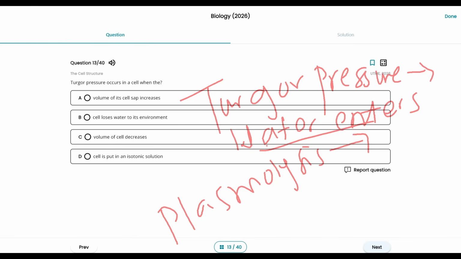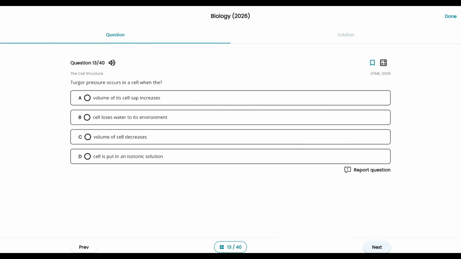The cell sap increases. Pressure against the cell wall. So from these options, the correct option is volume of the cell sap increases. When water enters, the cell sap increases and expands against the cell wall. So option A is very, very correct.